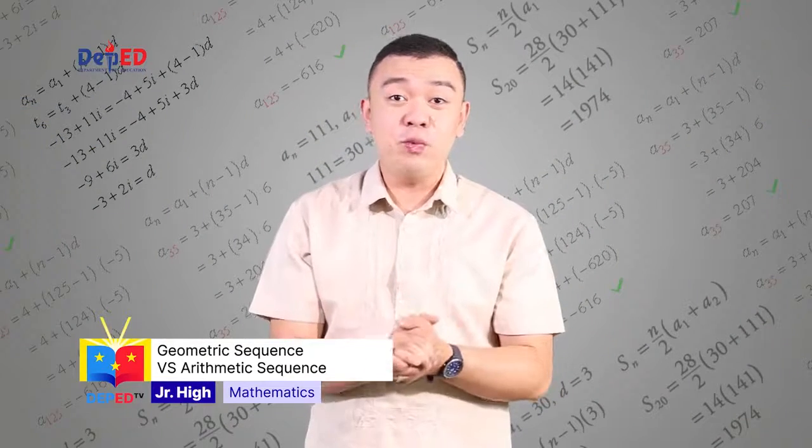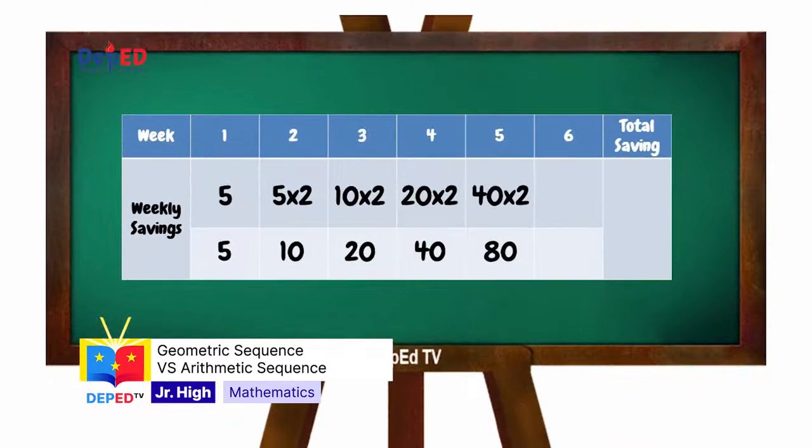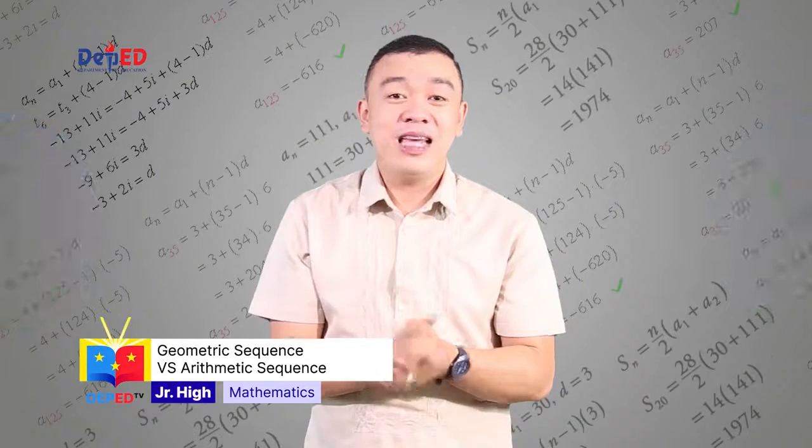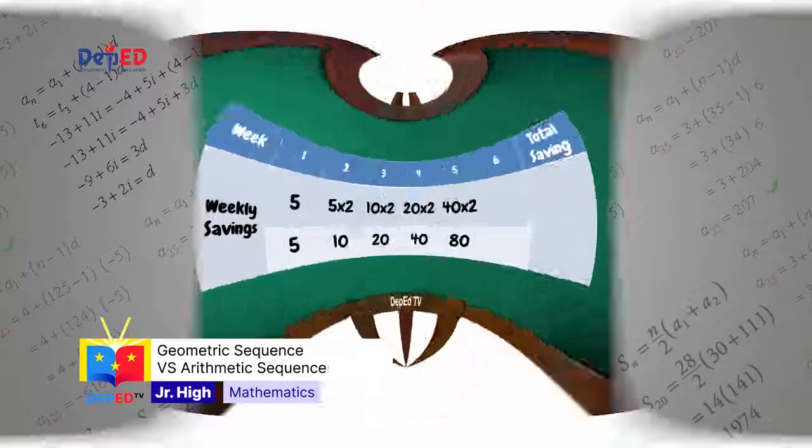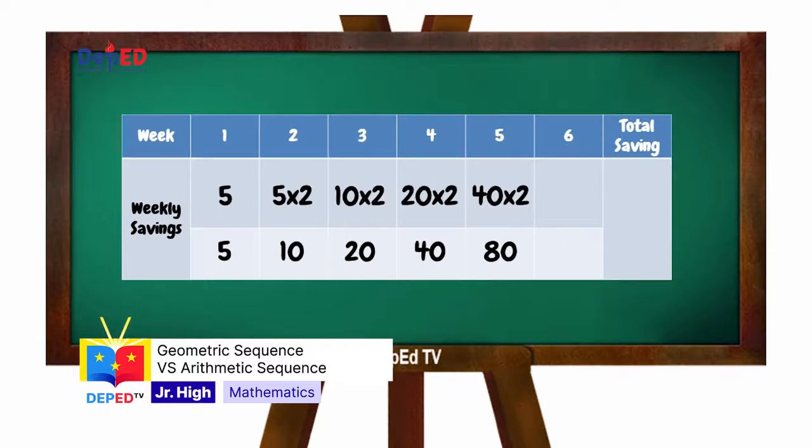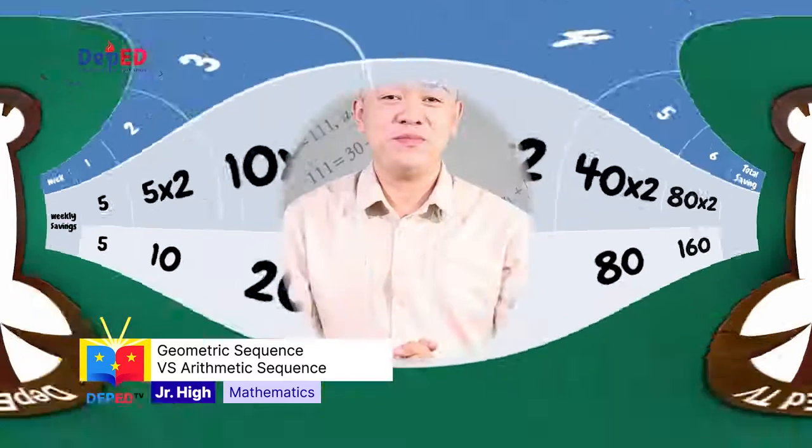How about on the fifth week? Yes, that's 40 times 2, which gives you 80 pesos for the fifth week. How about on the sixth week? How much will you save? Try it yourself. I'll give you 5 seconds. Well, on the sixth week, you should save, that's right, 160 pesos.